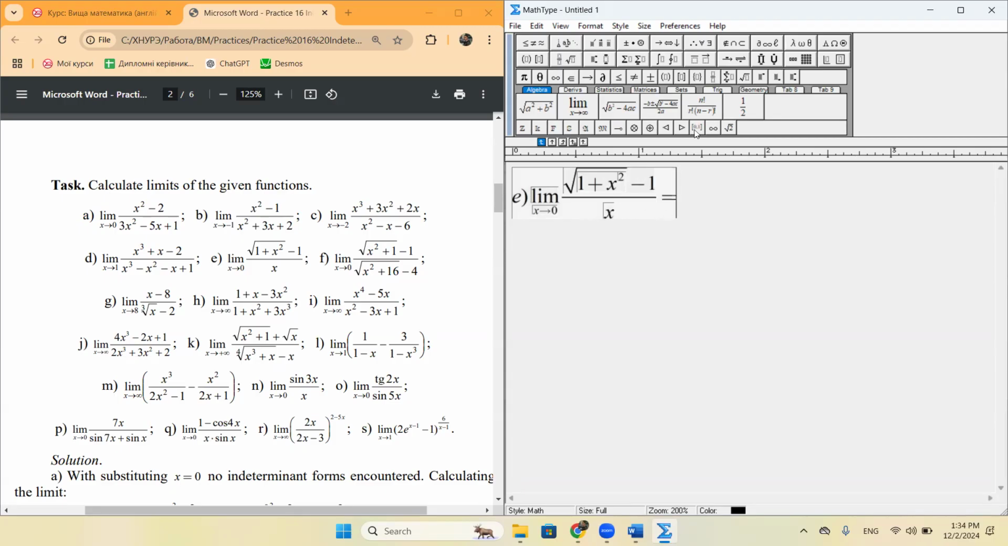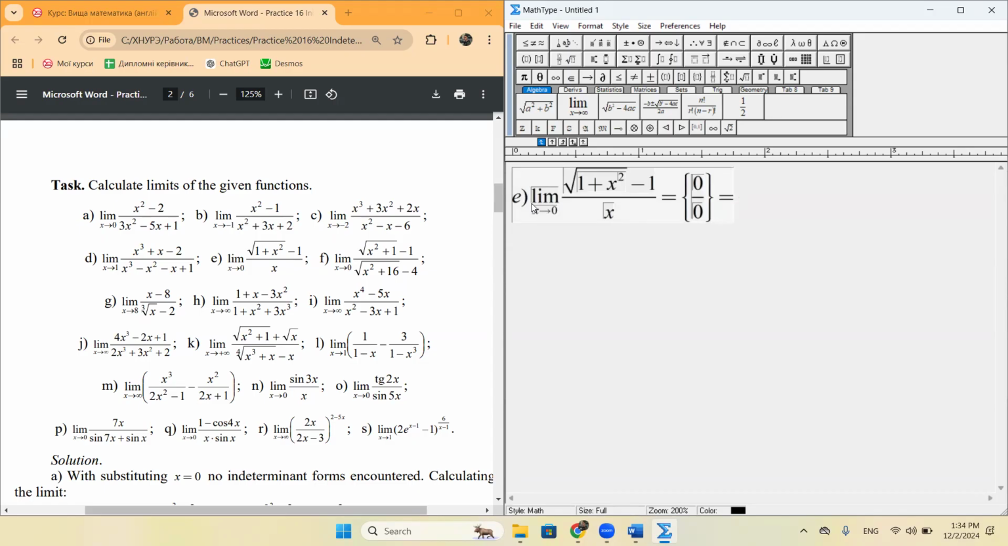So as well, we have the indeterminate form 0 by 0. So the question: how to solve this exercise, how to simplify, how to eliminate such an indeterminate form? How can we transform this function, these expressions? We cannot expand, we cannot factorize. Yeah, Daniil?